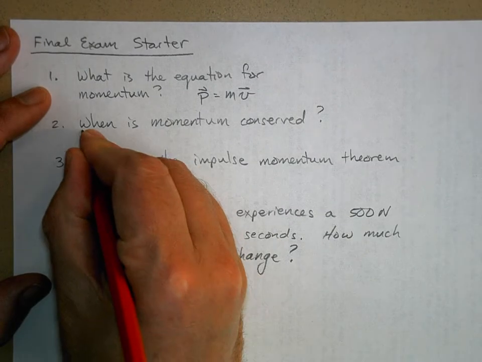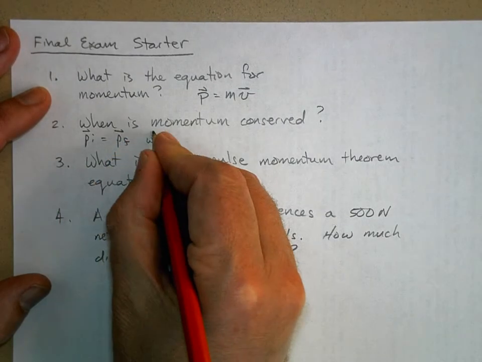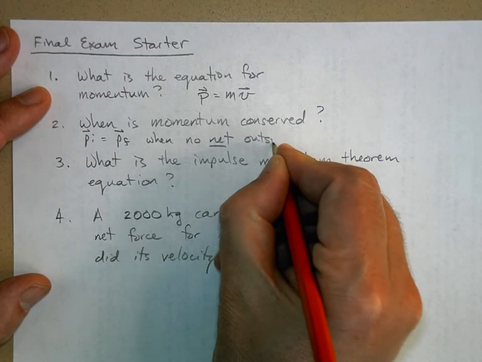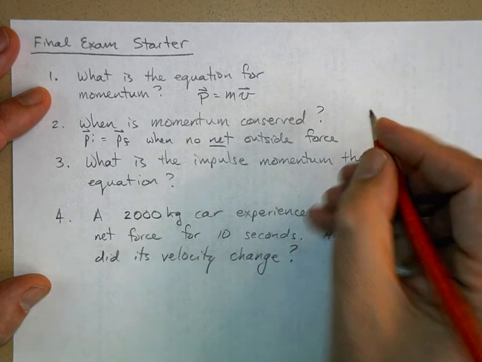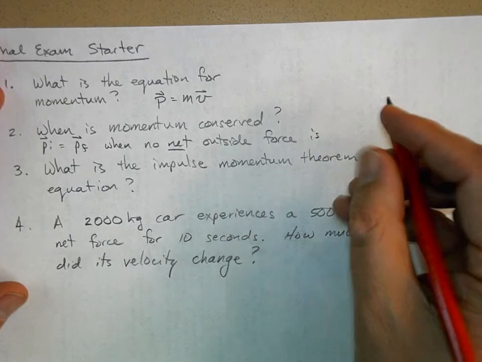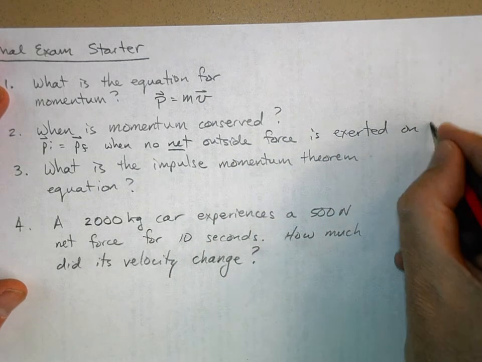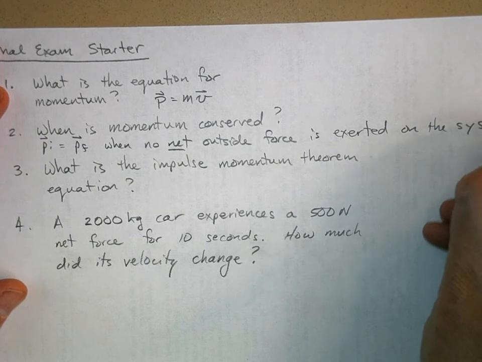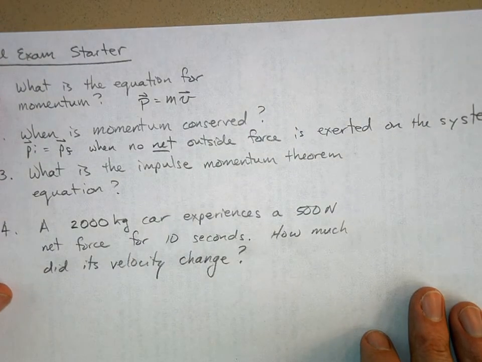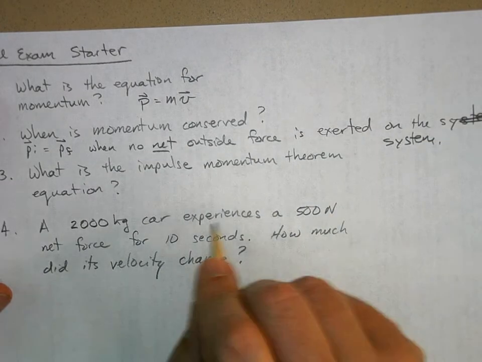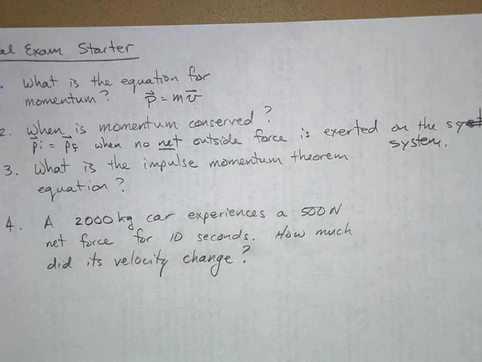When is momentum conserved? Well, P initial equals P final when no net outside force is exerted on the system. Am I still on screen? Barely. On the system, exerted on the system. Okay, so if you've got a car and there's no net force on the car, then the momentum is conserved.